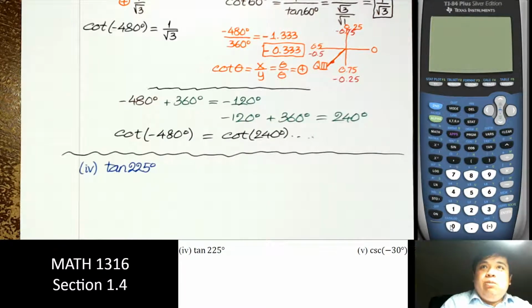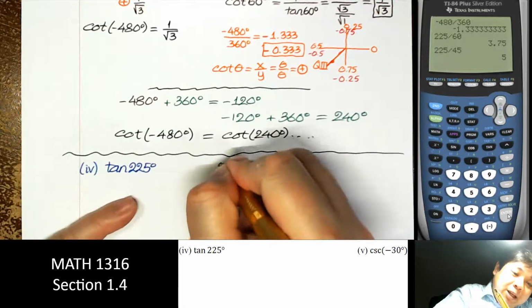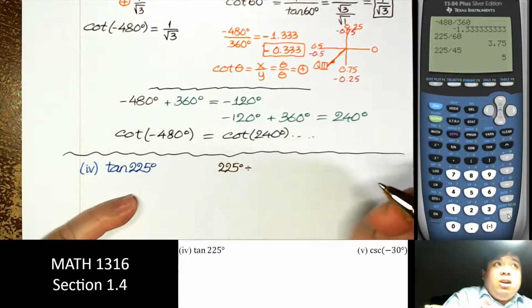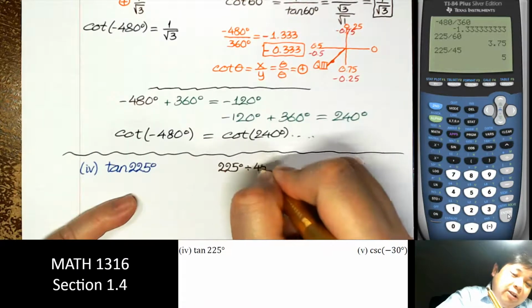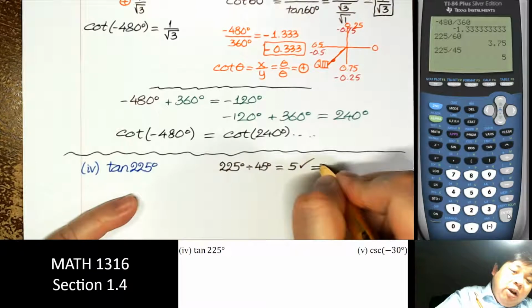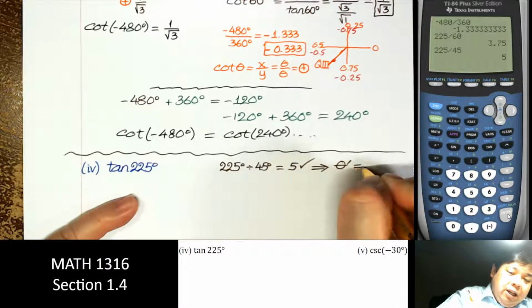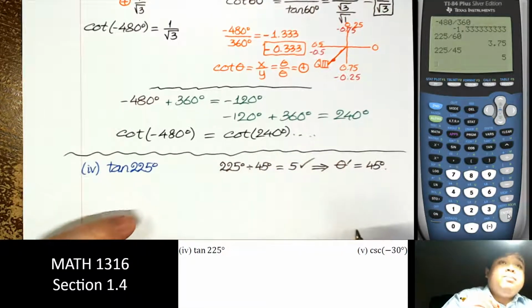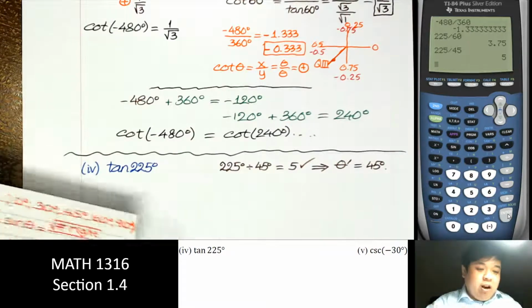So 225 divided by 60, that will not work. It's not nice and even, right? 225 divided by 45, right? 5 times. Nice. So 225 divided by 90 doesn't work. 60 doesn't work. 45 is equal to 5, which is good, a nice even number. So the reference angle is 45 degrees. Right. Next, tangent of 45 degrees.